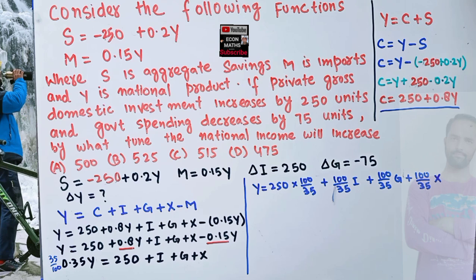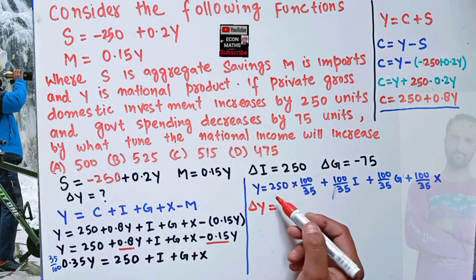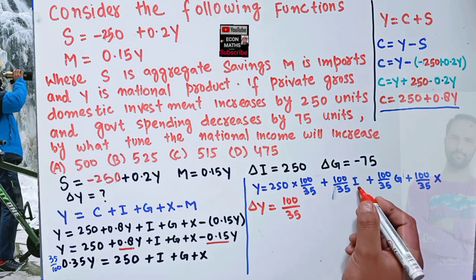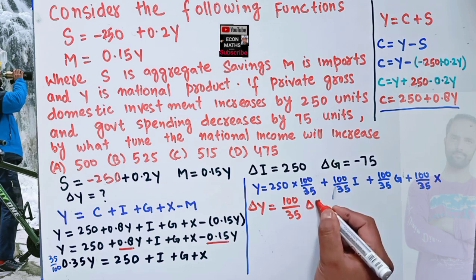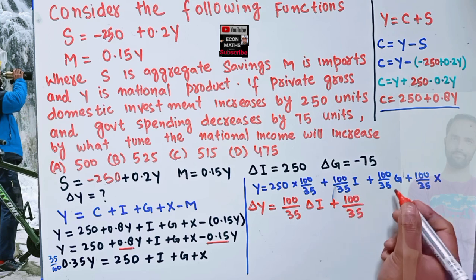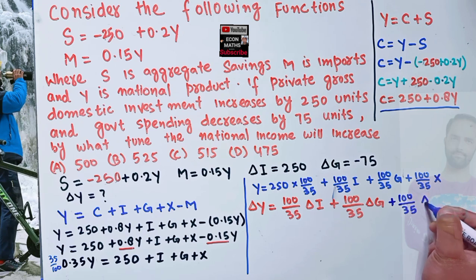So let us solve this out. Now let's take the differential on both sides with respect to the variables. The differential of Y will be equal to del Y. The differential of a constant is 0. The differential of I, we have 100 divided by 35 times del I, plus 100 divided by 35 times del G, the differential of G, and the differential of exports X will be 100 divided by 35 times del X.